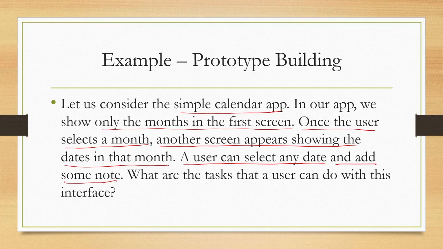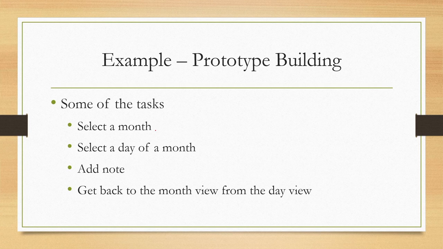For that, as we just mentioned, cognitive walkthrough requires tasks. So we assume the prototype is available. What can be the tasks that a user can do with this interface? There can be many tasks, but in the prototype we of course cannot implement all the tasks. So a few we will select, but let us first have a look at different types of tasks that can be done with this interface. User can select a month, select a day of a month, add a note to a particular day of a month, and get back to the month view from the day view, and vice versa. So these are some of the tasks which are likely to be frequently performed by an end user of the calendar app.